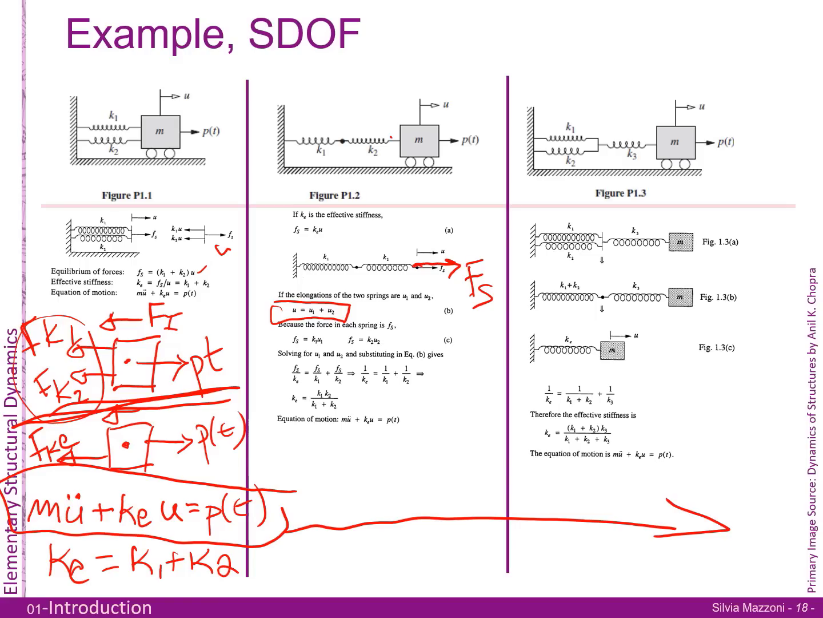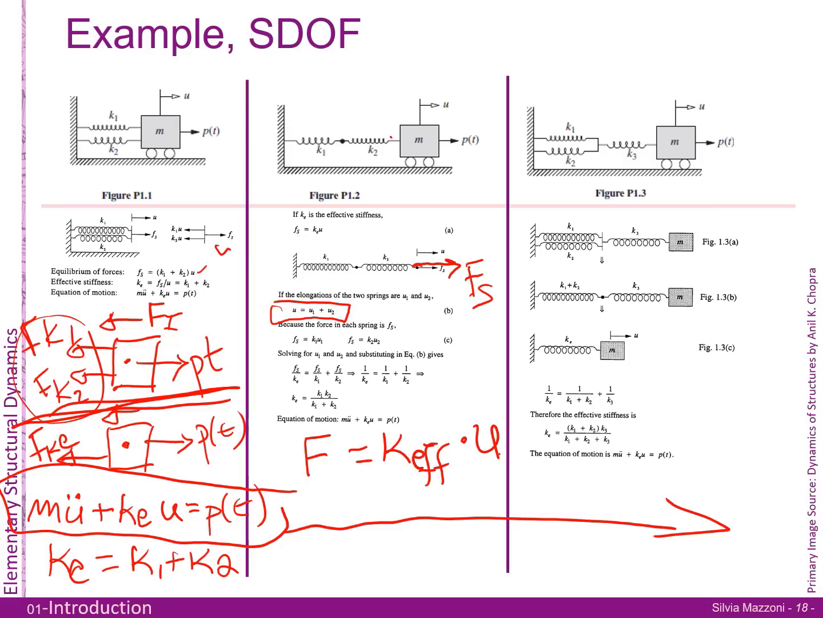And F sub S in each one is equal to K1 times U1, and F sub S is equal to K2 times U2. Do we set the two equal to each other? No, we just solve for the total F. This is when you've got to do inverses. So instead of doing the force, we compute the deflection. So F equals K effective times U, where U is the sum of U1 plus U2.